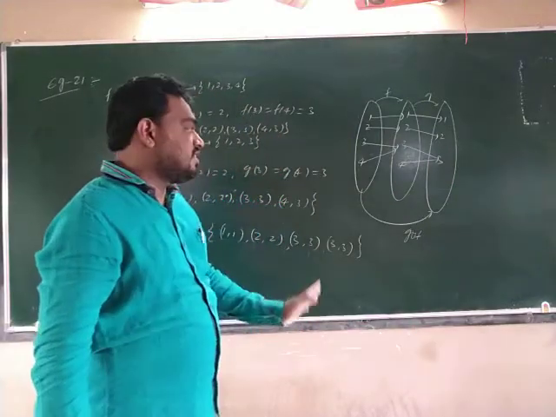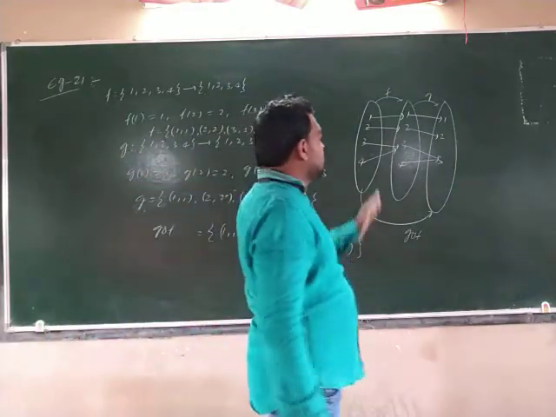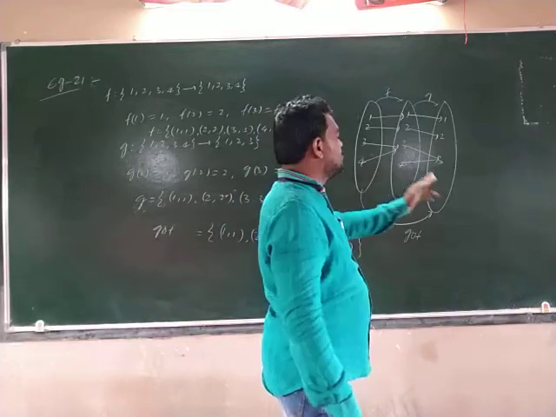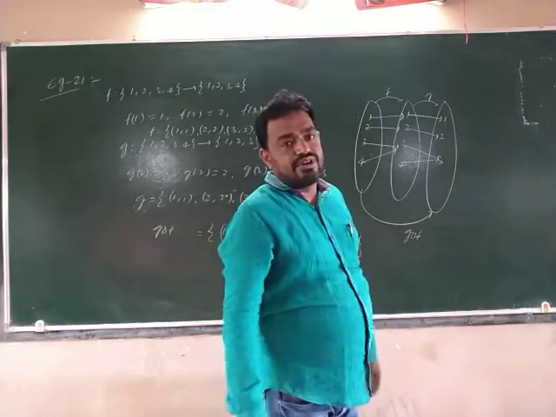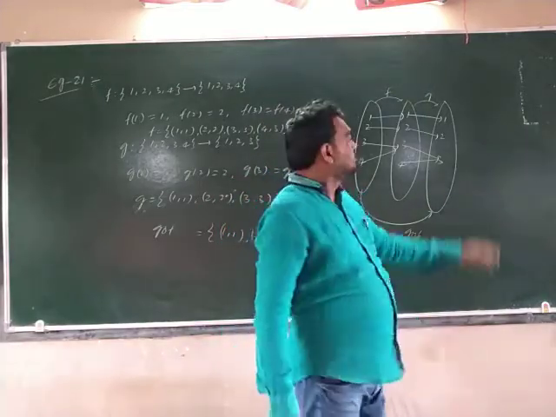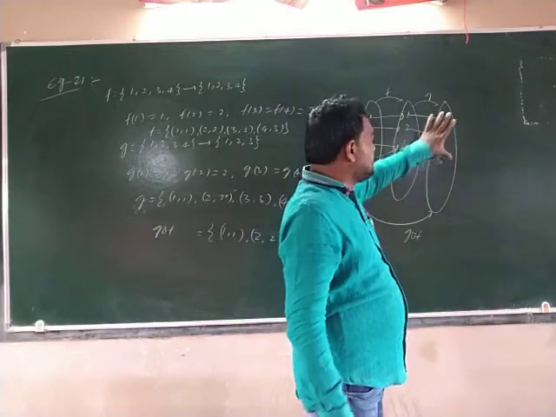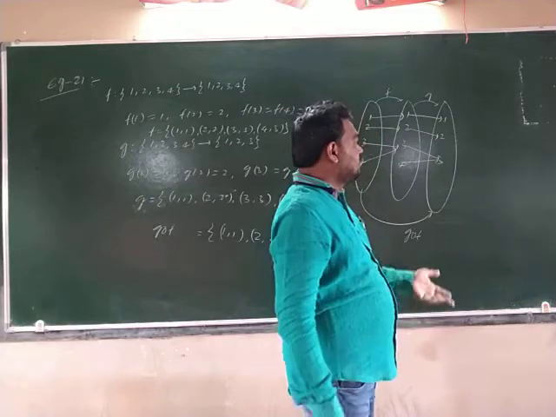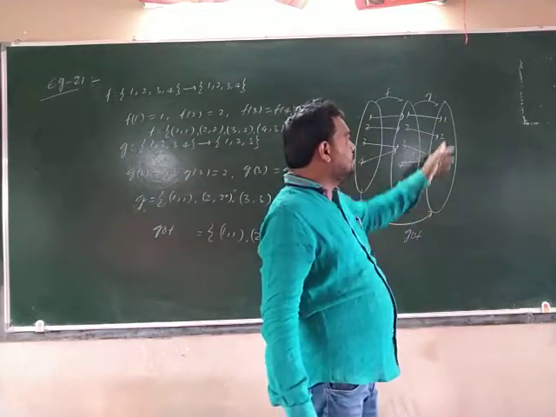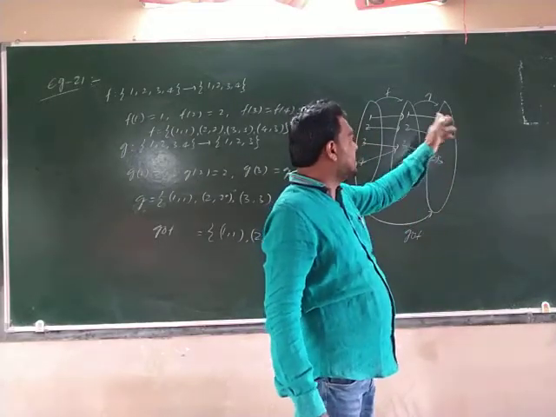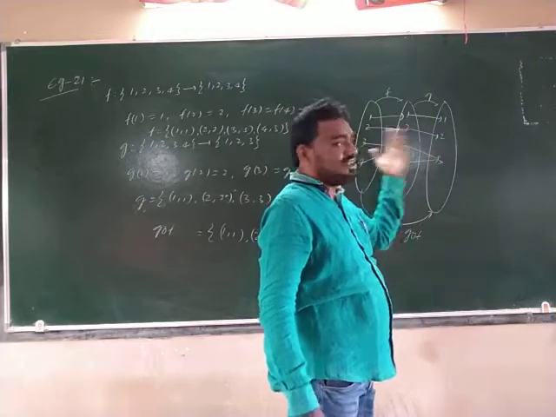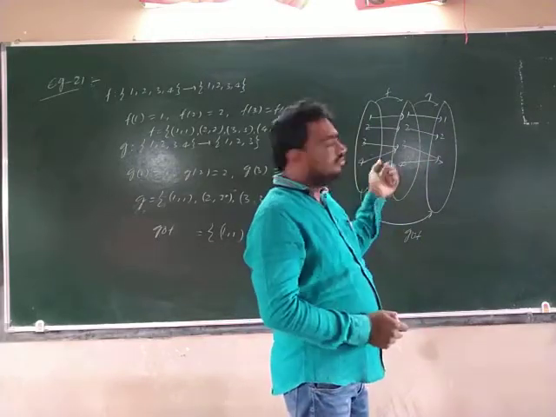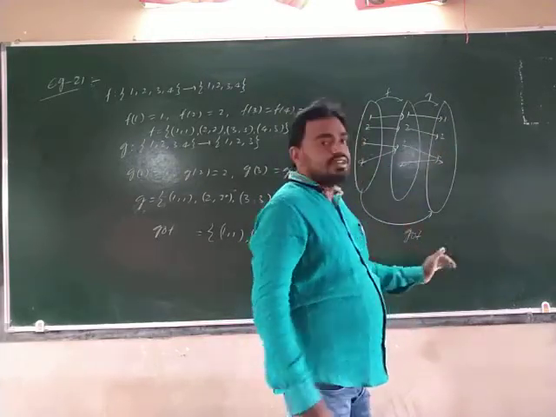Now, is G circle F onto or not? This is G circle F from A to C. What is the definition of onto? Range is equal to codomain. This is the codomain of G circle F, with elements 1, 2, 3. The range is also 1, 2, 3, because 1 has a pre-image, 2 has a pre-image, and 3 also has a pre-image. So this G circle F is onto.